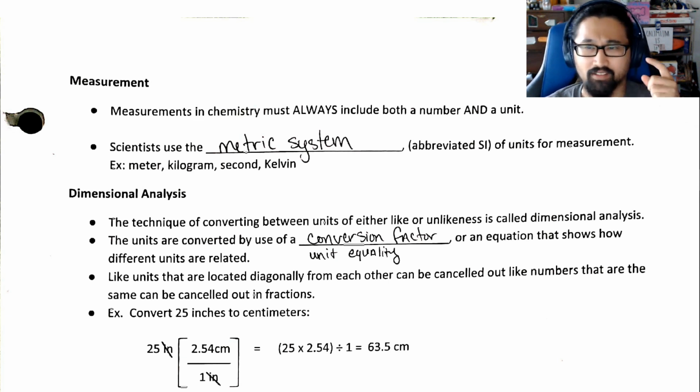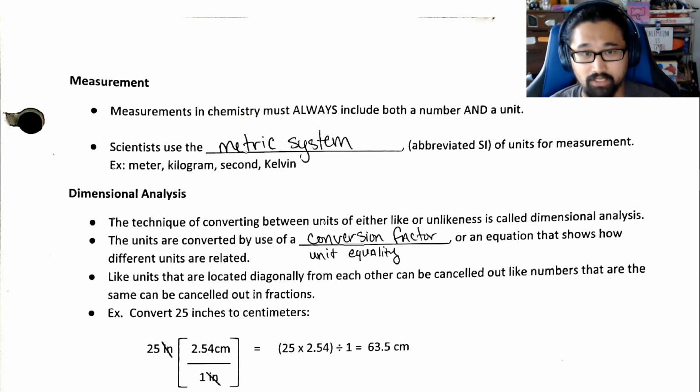So measurements, it says measurements in chemistry. This should read measurements in science, right? You always need number and unit. We use the metric system, which you'll notice is abbreviated SI, even though the S and the I are not in that order. It's a French thing, Système International. You can tell I didn't take French because I'm sure that would have sounded better. But SI is just our standard units for measurement.